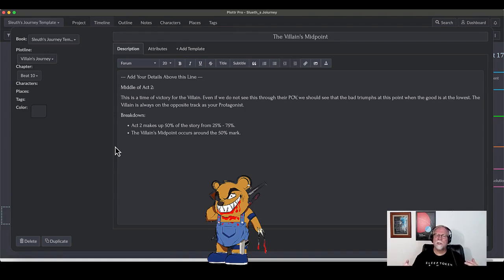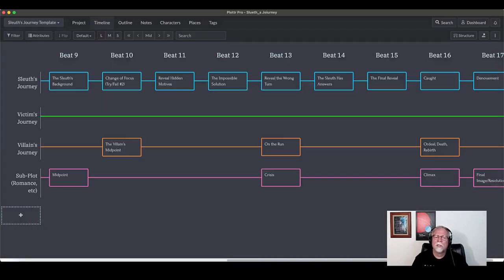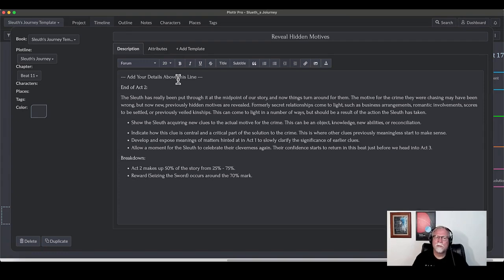It seems like they're going to get away with things. It seems like the detective is wrong in their pursuit of them, and our villain is going to triumph, and they're going to get away. Okay. So it's really important to remember that the villain's character arc is opposite of that of our protagonist normally. Okay. But what's going to happen in our next beat if we're going to reveal hidden motives?